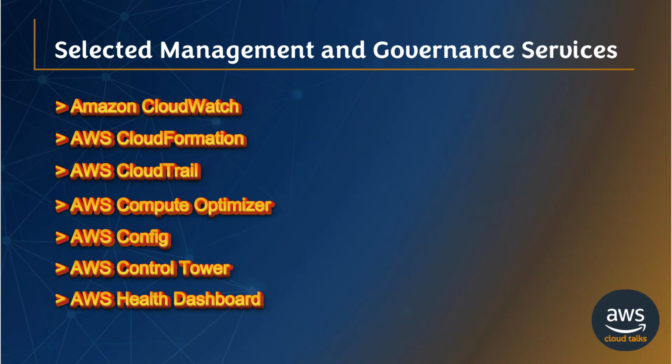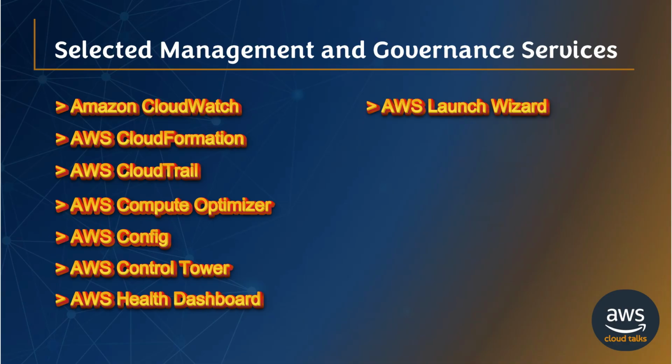AWS Health Dashboard. AWS Health Dashboard provides alerts and remediation guidance when AWS is experiencing events that might affect you. While the Service Health Dashboard displays the general status of AWS services, AWS Health Dashboard gives you a personalized view into the performance and availability of the AWS services underlying your AWS resources.